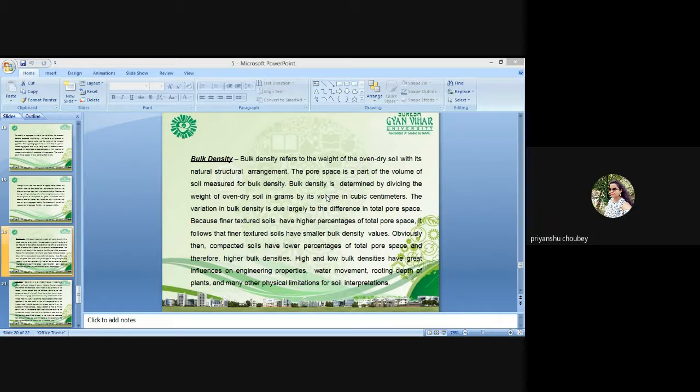High and low bulk densities have a great influence on engineering properties, water movement, rooting depth of plants, and many other physical limitations and interpretations of soil.